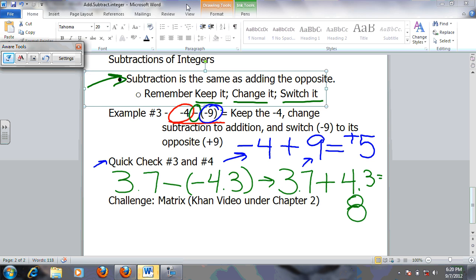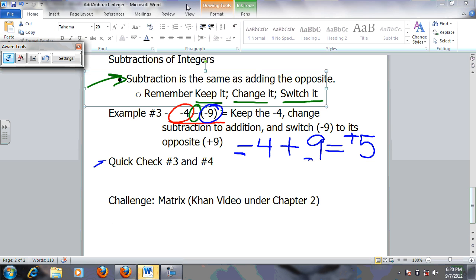Looking at quick check 4, dealing with absolute value. Quick check 4, A, the absolute value of 8 minus 7. Remember, these absolute value bars are like grouping symbols. So we do 8 minus 7 first, which is 1. So it's the absolute value of 1, which is 1.